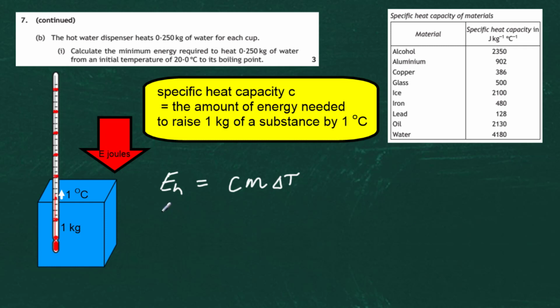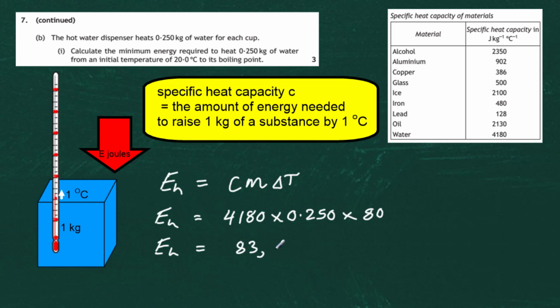The specific heat capacity for water, we look at the table again, we've highlighted it there, and it's 4180. We know the mass of water we are heating up is 0.250 kilograms, and we're going from 20 degrees Celsius right the way up to 100 degrees Celsius, so our change in temperature is 80. Therefore, we do that in our calculator, we can find the minimum energy we need to do this, and it's going to be 83,600 joules.